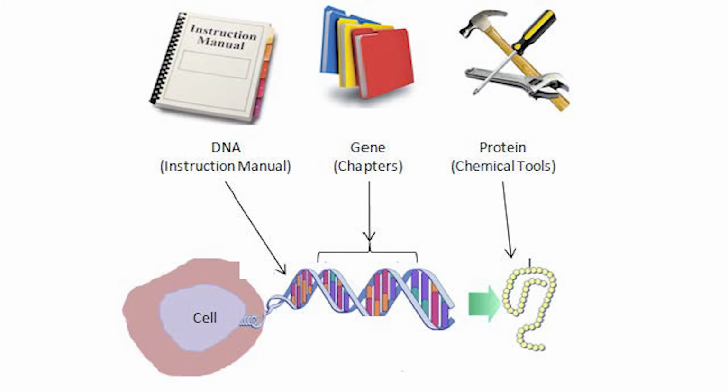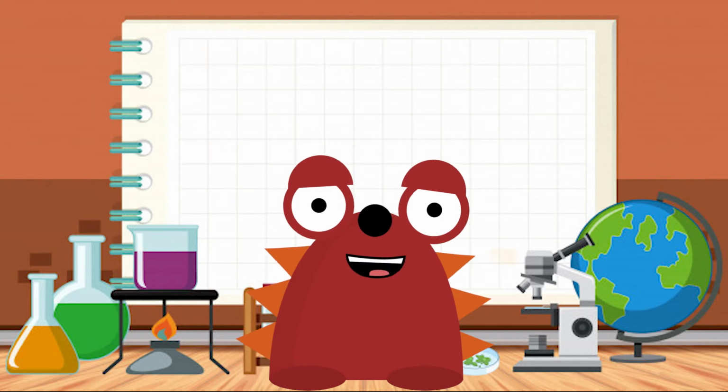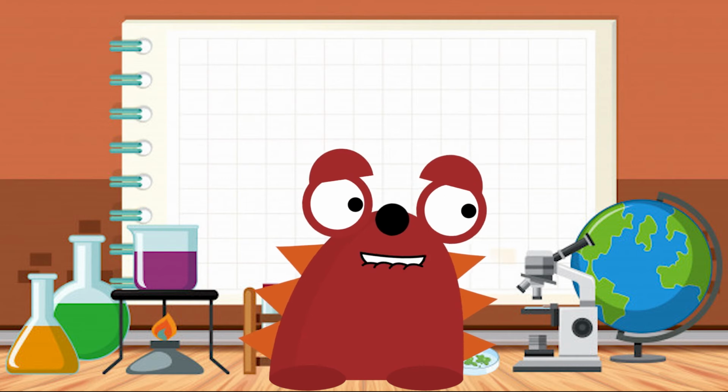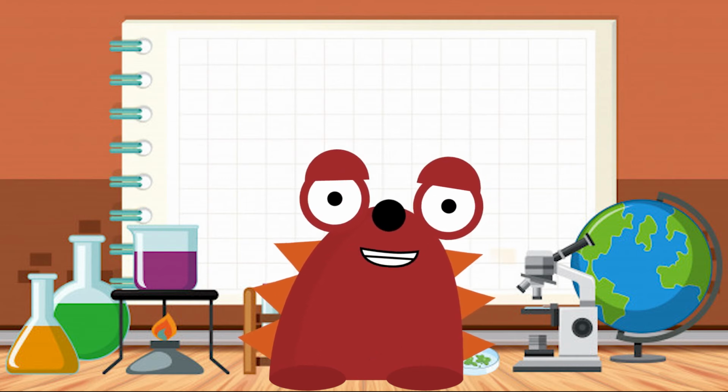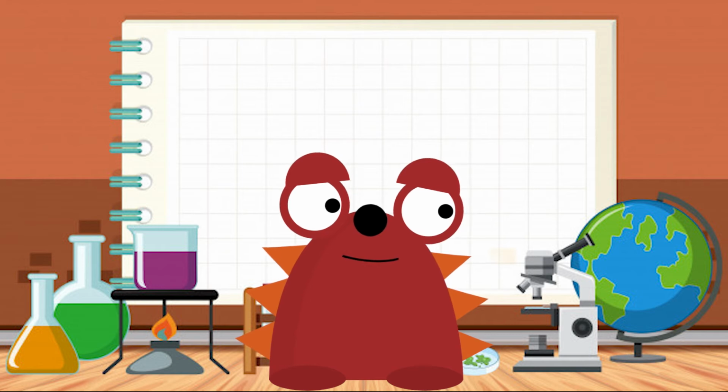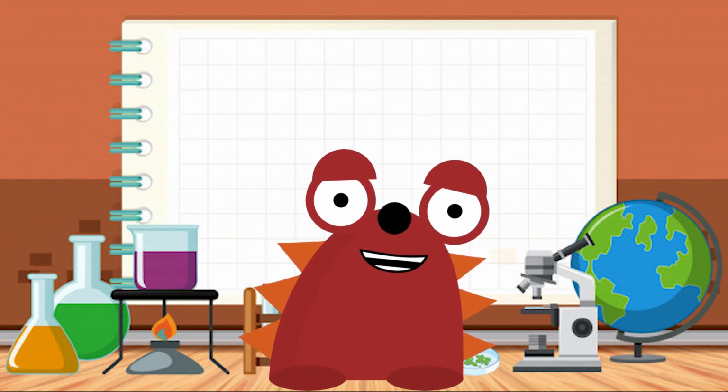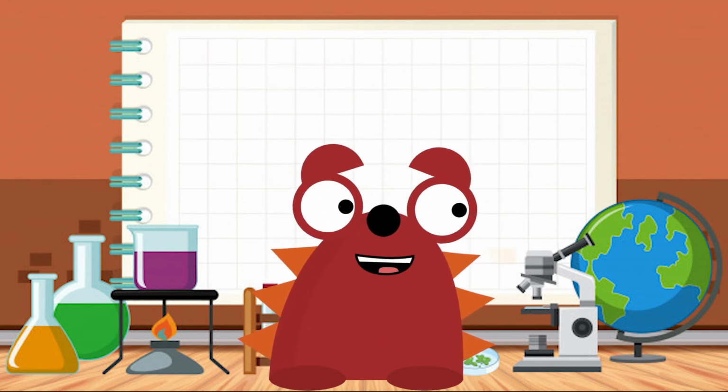So DNA is like the book of instructions, and genes are kind of like the individual instructions that you go to, to build the different parts of you. You go to one section of DNA to determine your hair color. You go to a different section of DNA to determine if that hair is going to be curly or straight.